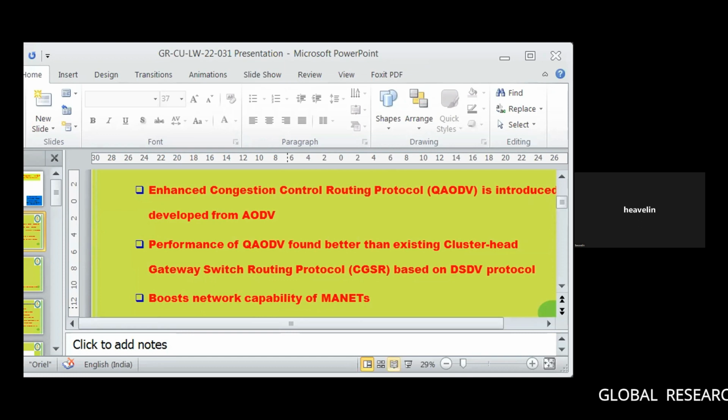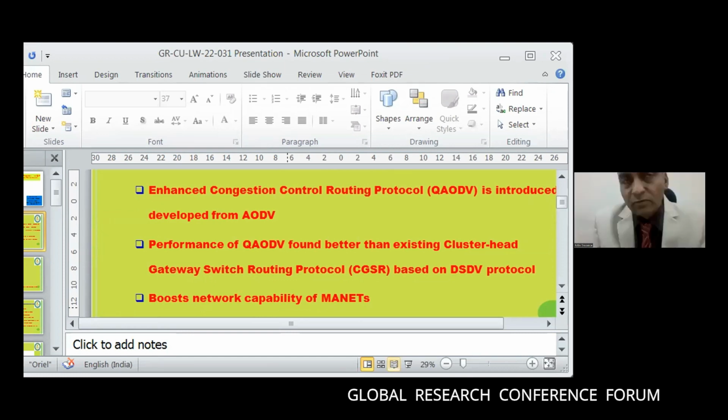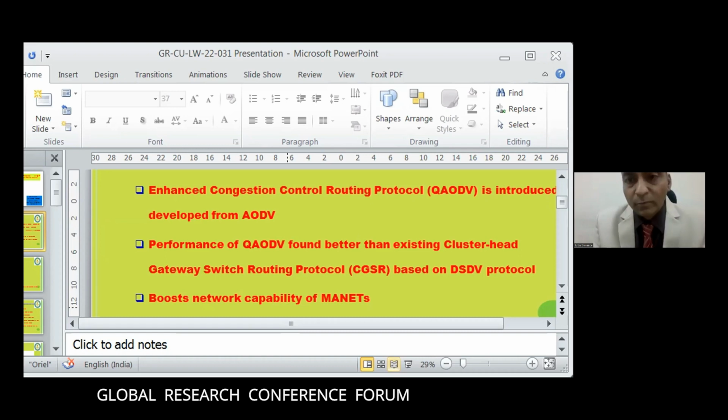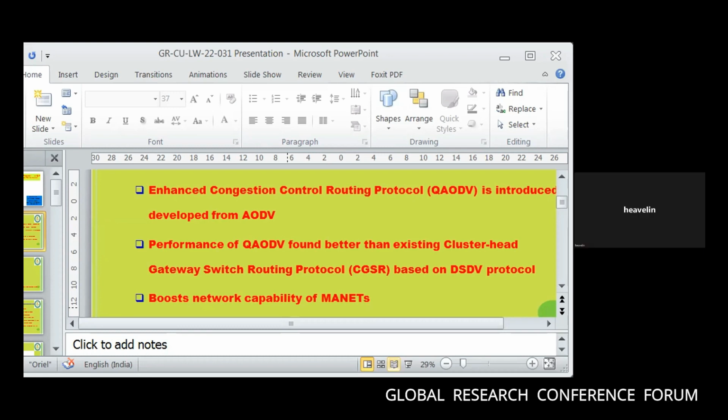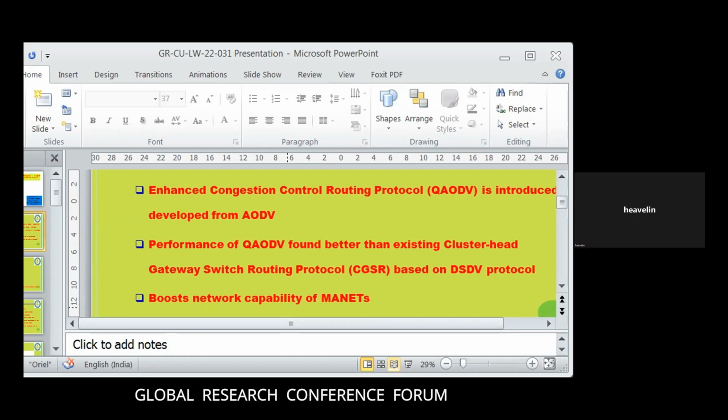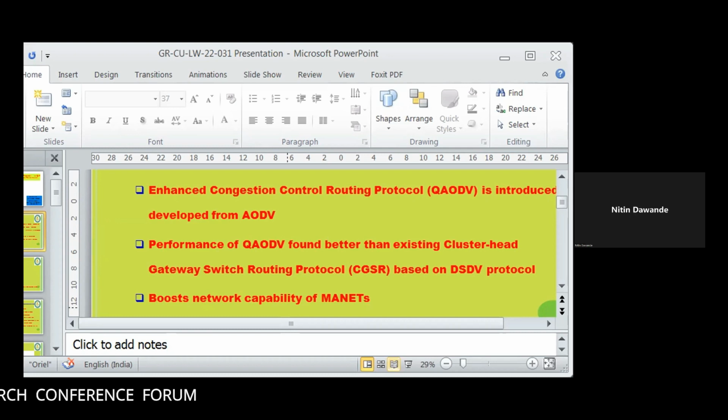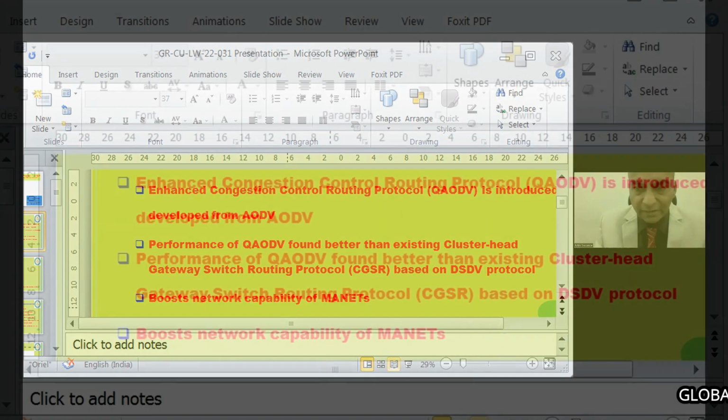Mr. Nithin, you are speaking with the head of two equipments. Please switch off the air. Sir, I think it is due to the other mic.